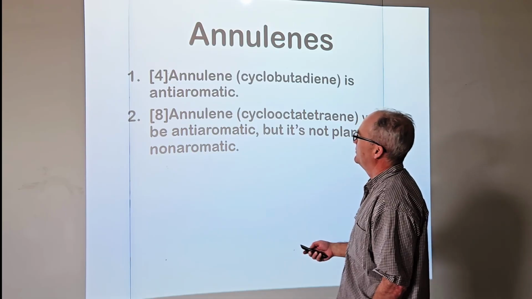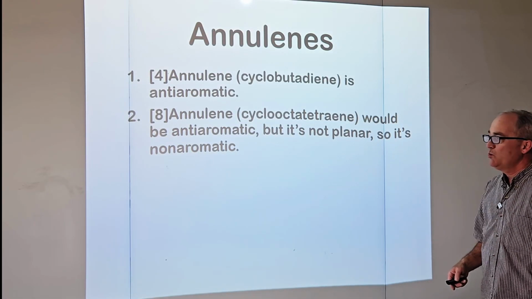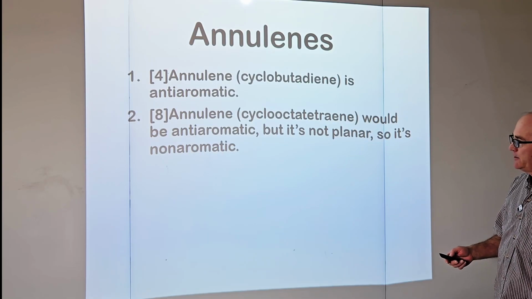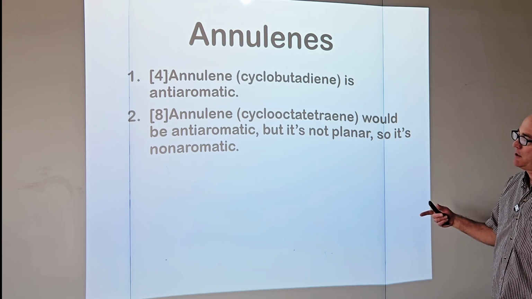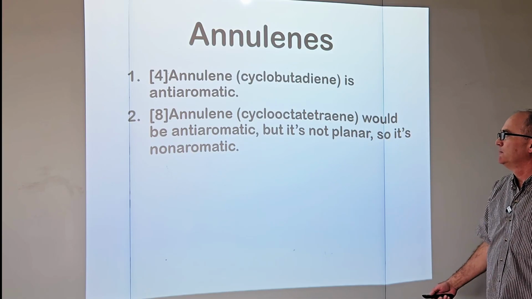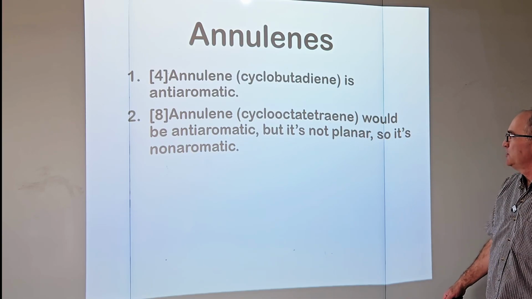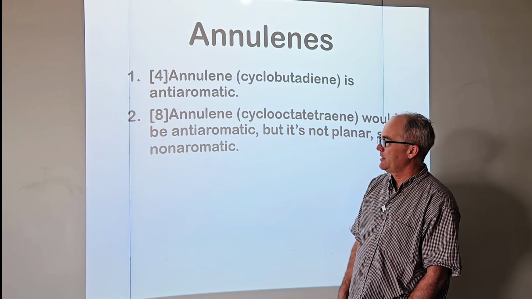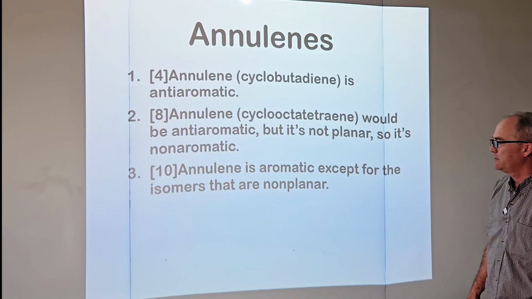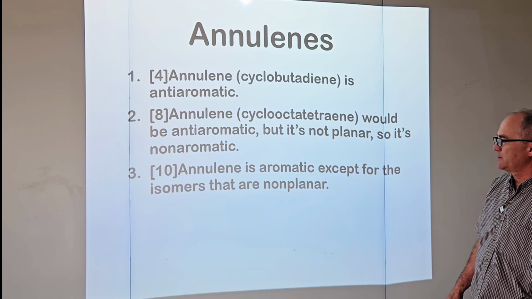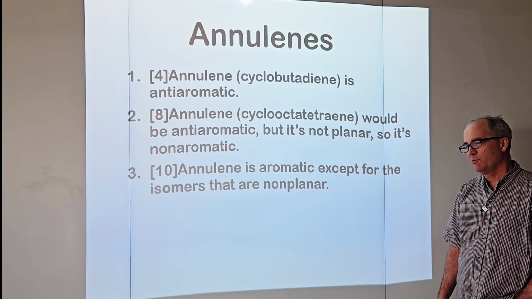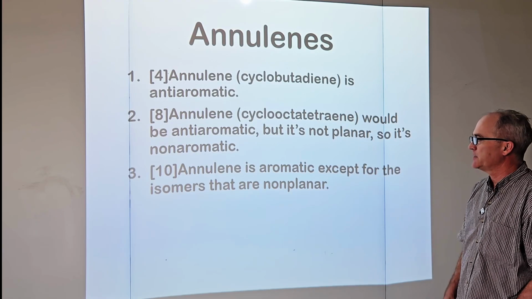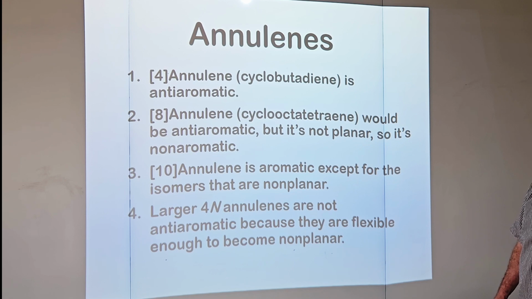This 8-annulene, that's a whole lot easier to say than that, real quickly, would be anti-aromatic, but it's not planar. I guess I should have worked a little longer. 2, 4, 6, 8. Yeah, n equals 2 in the 4n rule would make it anti-aromatic, but it's not planar. So it's just plainly non-aromatic. 10-annulene is aromatic, except for the isomers that are non-planar. Non-planar must mean it has a trans bond somewhere in it, where normally we might think of these as all being cis. Larger 4n annulenes are not aromatic because they are flexible enough to become non-planar.